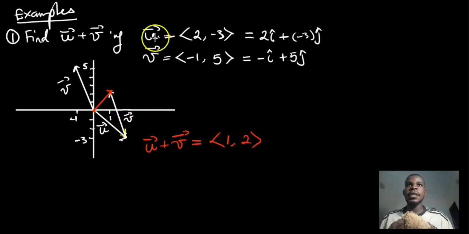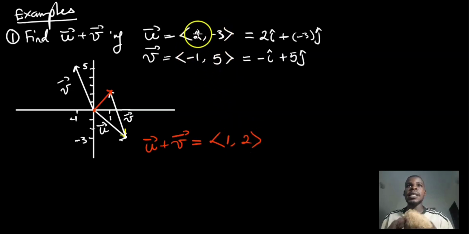Now you see that this is vector u, vector v. Now the result, that is after adding them, we get 1, 2. Well, you should observe this. 2 minus 1 is 1. The -3 plus 5 is 2, right?